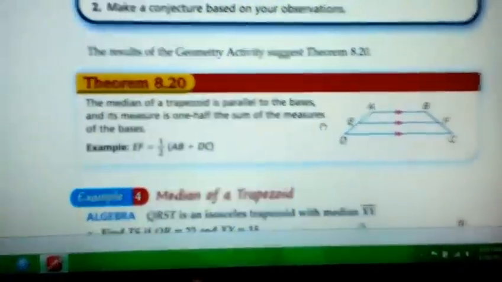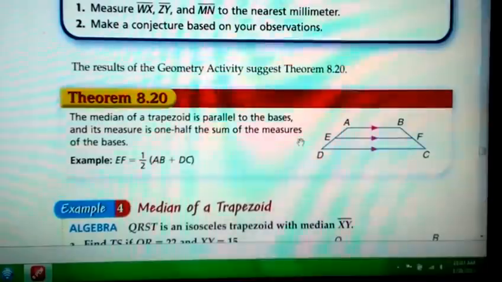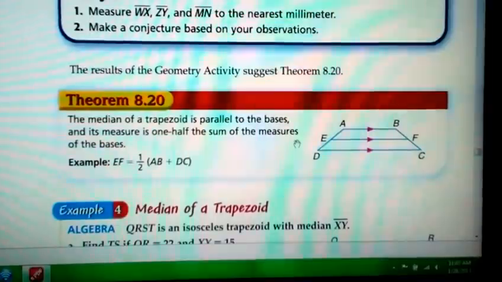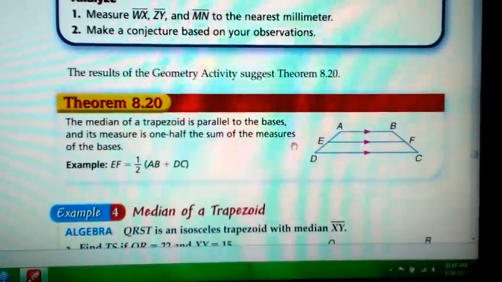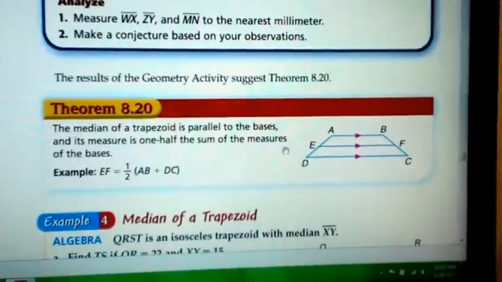So here's a theorem relating the trapezoid to its median. The median of a trapezoid is parallel to the bases, and its measure is 1/2 the sum of the measures of the bases. Okay, now that sounds a little confusing.